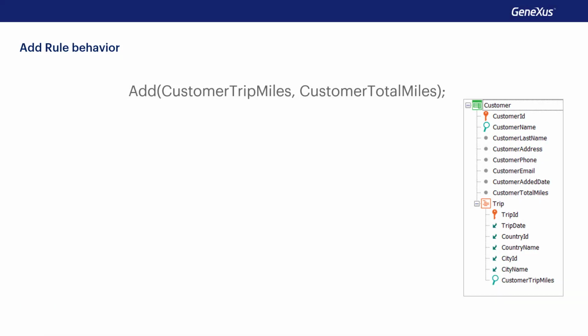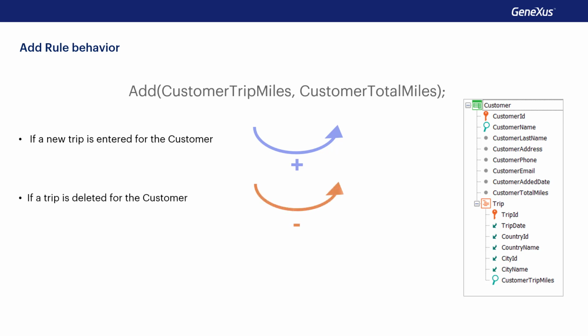In short, this rule adjusts its behavior depending on how the transaction is being used. When inserting data, the value of the first attribute is added to the second one. When deleting data, the value of the first attribute is subtracted from the second one. And when changing data, the difference between the new value and the old value of the first attribute is added to the value of the second one.